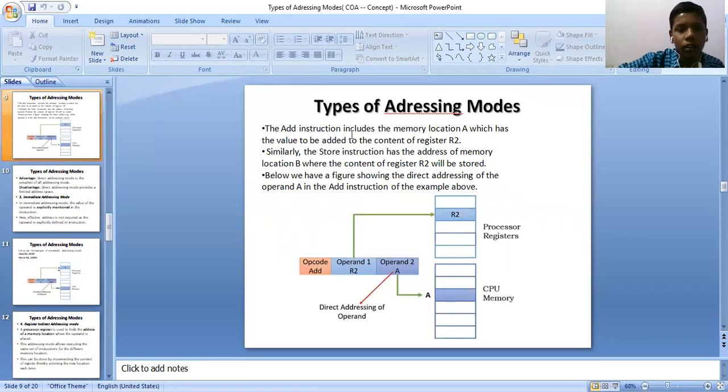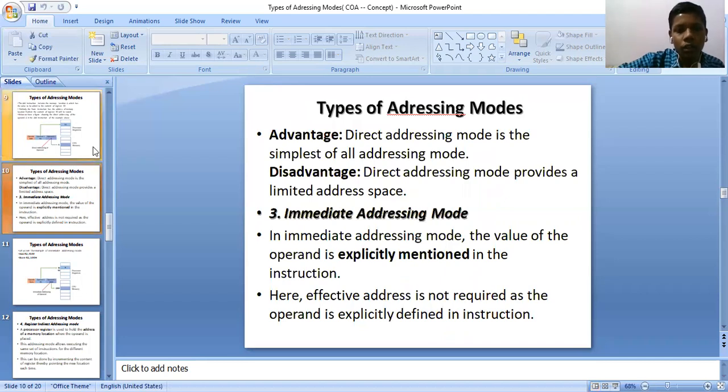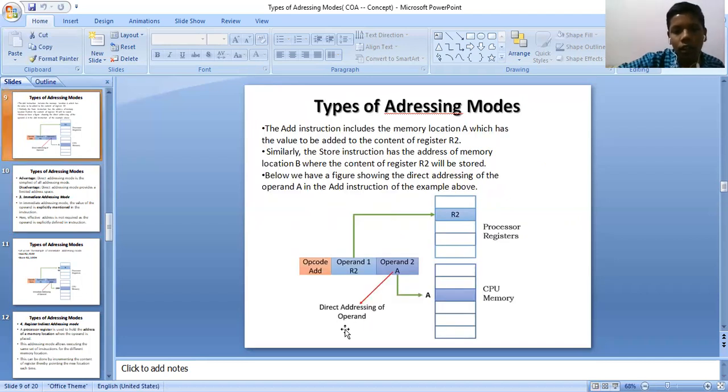The add instruction includes the memory location A, which has a value to be added to the content of register R2. Similarly, the store instruction has the address of memory location B, where the content of register R2 will be stored. Below, we have a figure showing the direct addressing of the operand A in the add instruction of the example above. As you can see, direct addressing of the operand is shown.